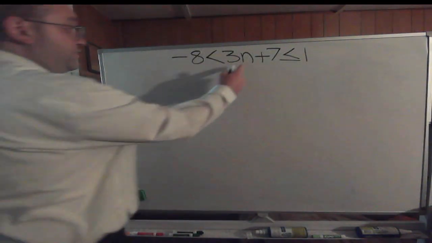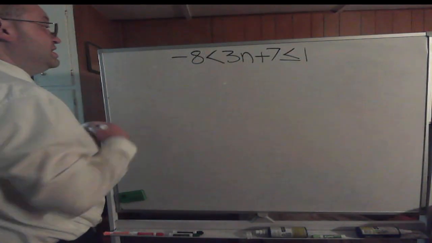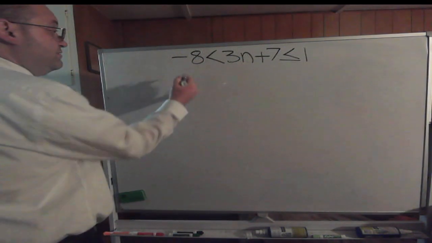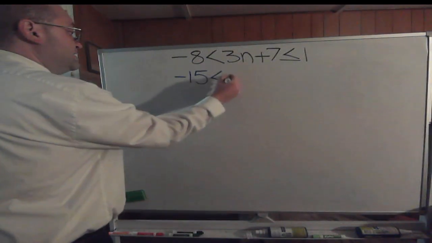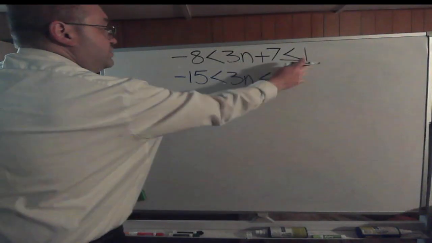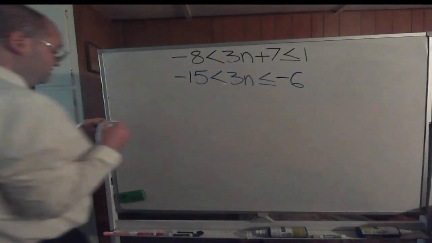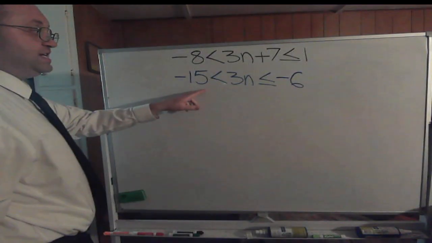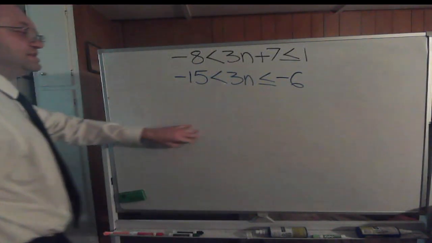Well, we want to get the 3n by itself, so we got to subtract 7 from everything. If I subtract 7 from negative 8, I get negative 15. That'll be less than the 3n, which will be less than or equal to 1 minus 7, that would give you negative 6. So now you got negative 15 is less than 3n, which is less than or equal to negative 6.